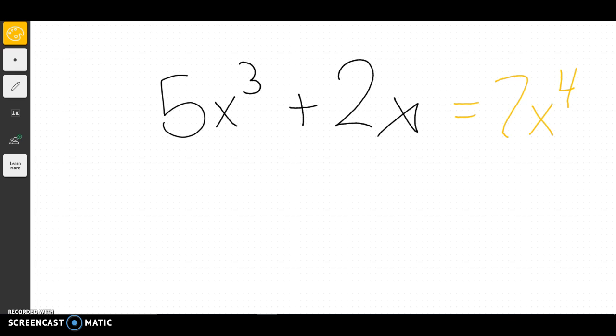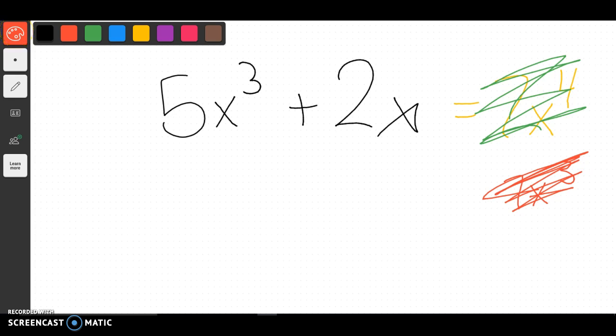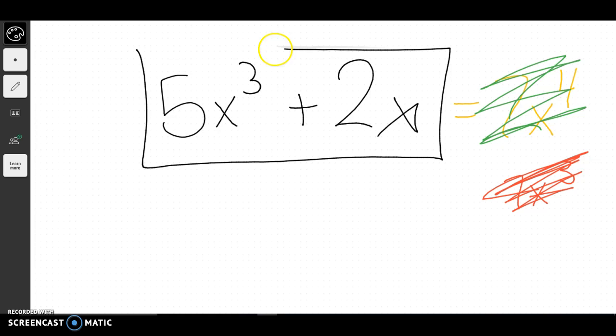If you wrote down that, you are wrong. Or if you wrote down this, you're also wrong. The answer of 5x to the third plus 2x is 5x to the third plus 2x. And the reason why it can't be simplified any further is because of this plus sign.